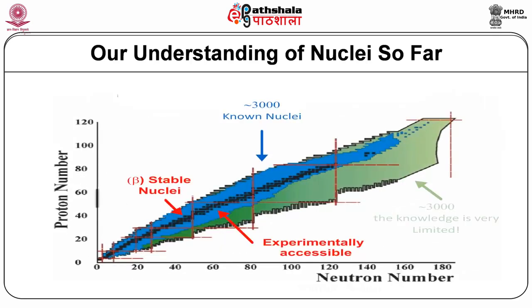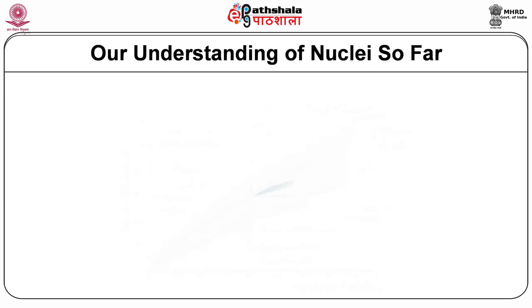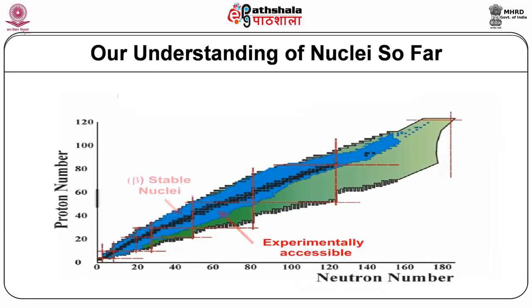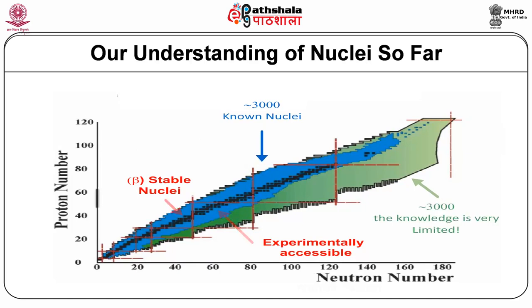Now when we plot these 6,000 nuclei as a function of proton number, that is, in a plot of proton number versus neutron number, then we come across a chart which is called the Segre chart. Now in this Segre chart, we can find various interesting things. As you can see in the picture, we have a dark dotted black line in the center, which shows the line in which all the stable nuclei are plotted.